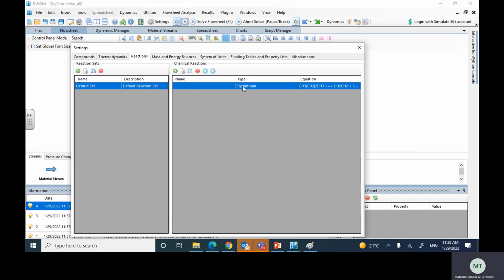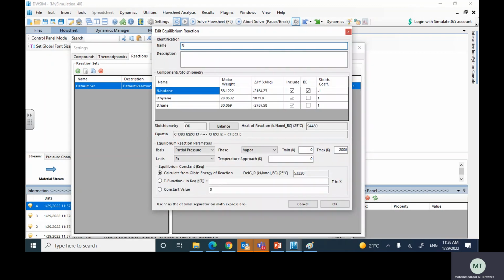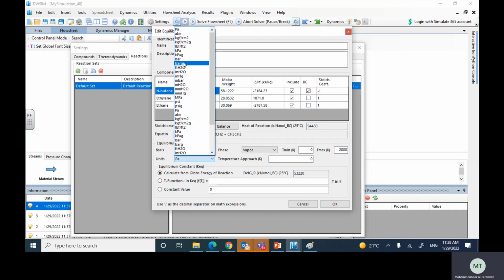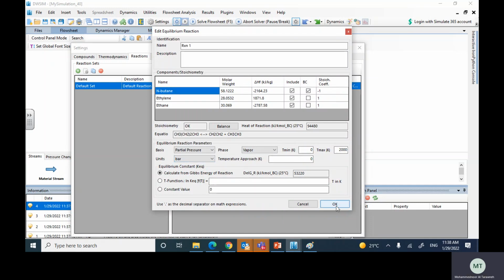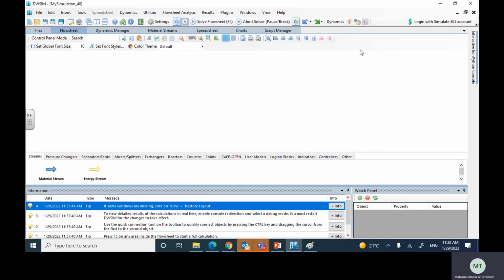Okay, we have defined our equilibrium reaction. Well, let's give it a name. Let's call it reaction 1. The unit should be in bar. I think everything is okay. The equilibrium constant is calculated based on the Gibbs free energy of the reaction. However, we should also be able to provide a constant value if we wish to. But for now, let's proceed with the K value calculated from the Gibbs free energy of the reaction. So click OK, close this one.